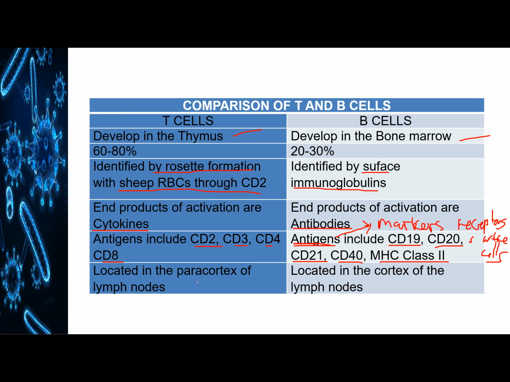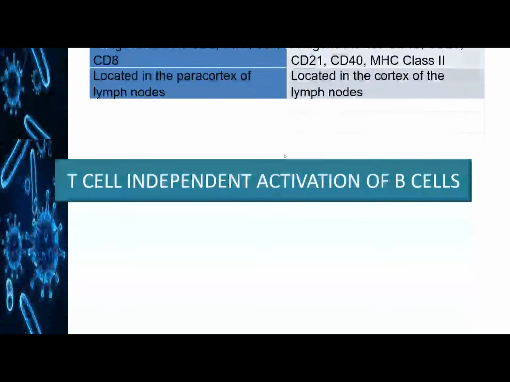Then the T cells are located in the paracortex of the lymph nodes, while the B cells are found in the cortex of the lymph nodes. So do again memorize this table. It may come out in your quiz.